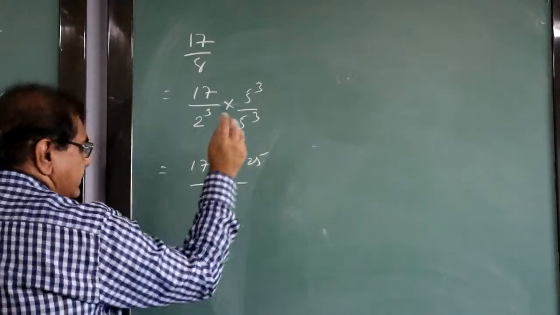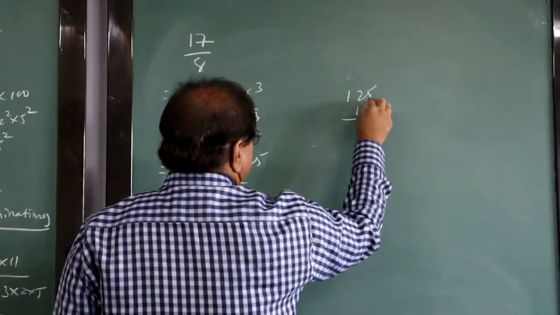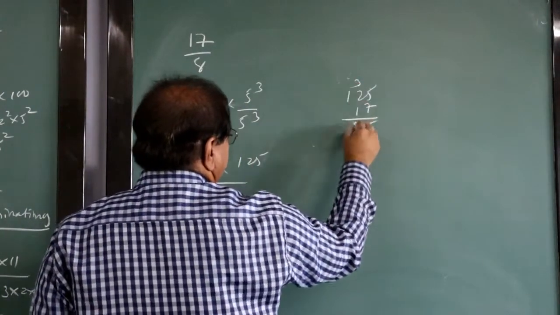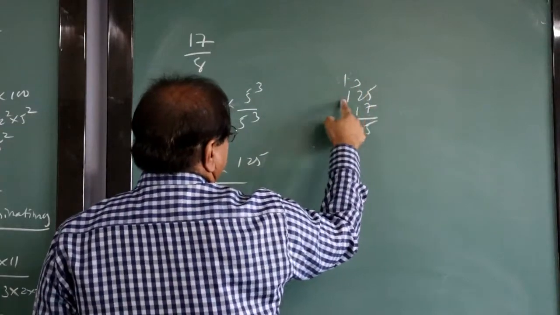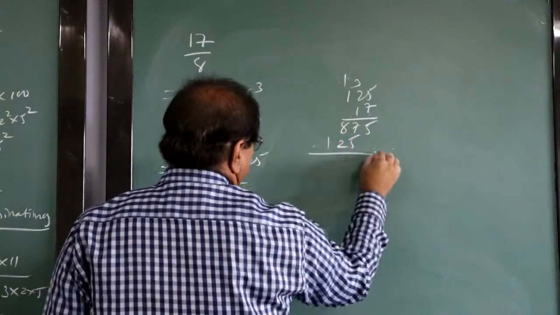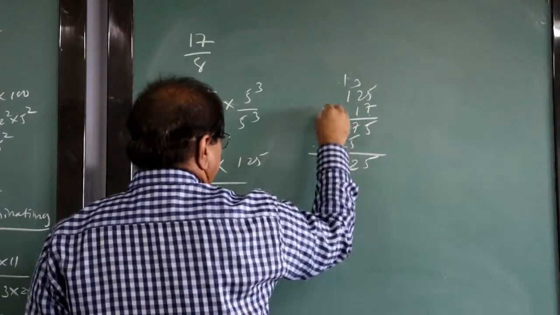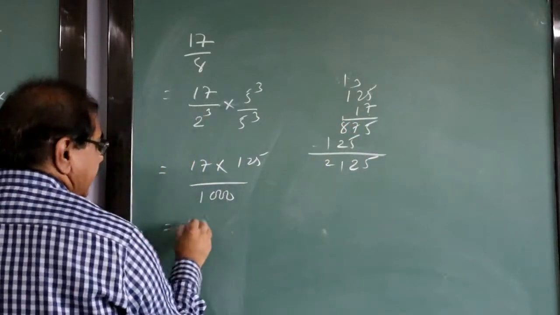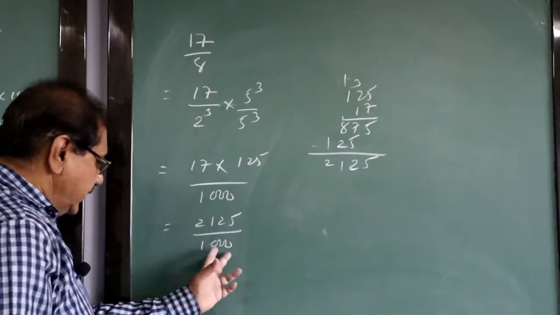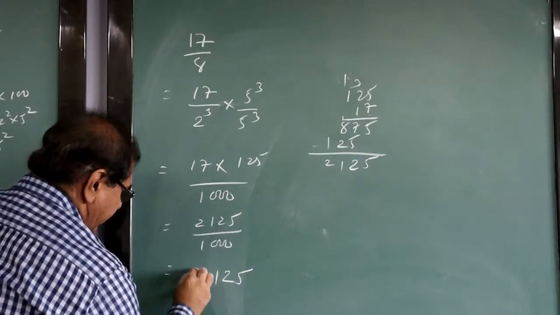So now 125 into 17. Let us do it in the rough. 7 fives are 35, 3 carry forward, 7 twos are 14 and 3 is 17, 1 carry forward, 7 ones are 7 and 1, 8. Now 1 five is 5, 1 two is 2, 1 one is 1. So 5, 7 and 5 is 12, 1 carry, 10 and 1 is 11, 1 carry, 2. So it is ultimately 2125 upon 1000. Now 3 zeros are there. So 1, 2, 3, decimal point and this.